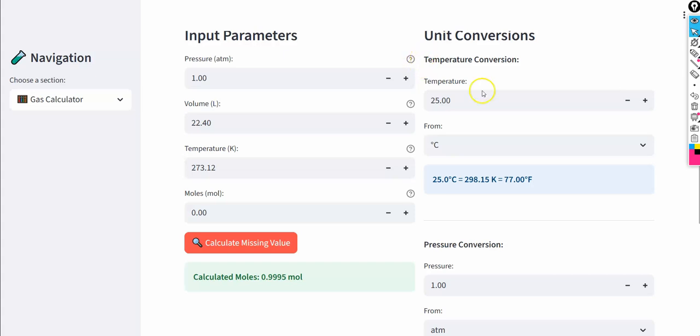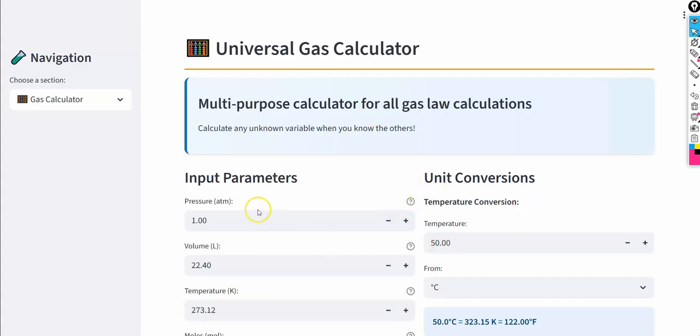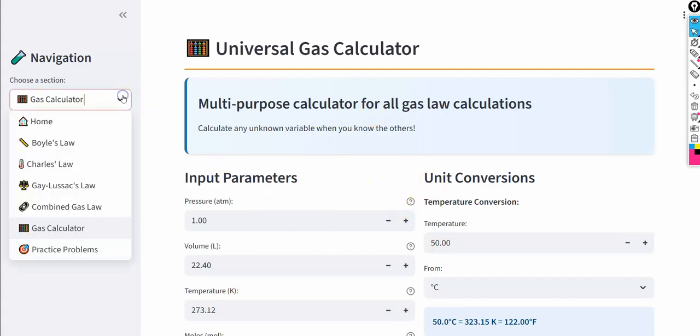Temperature conversion is also there. You can convert degree centigrade to Kelvin to Fahrenheit. If you change it to 50, 50 degree centigrade is nothing but 323.15 Kelvin, which is equal to 122.0 degree Fahrenheit. You can also do pressure conversion. So this is about the universal gas calculator.